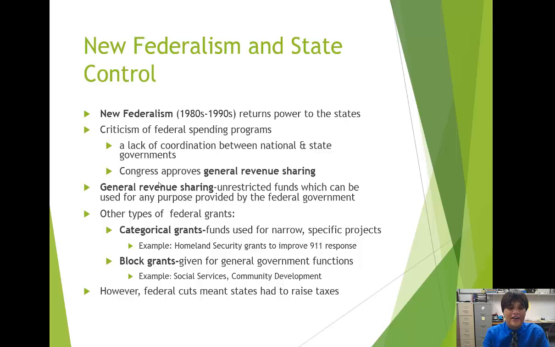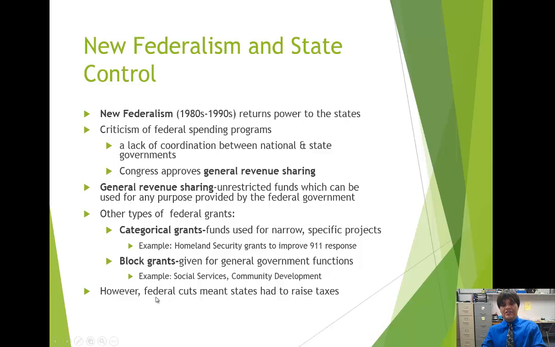All right, and then block grants were also very popular at this time. This block grant was given for general government functions, such as social services and community development. So you have the federal government giving states back the power and giving them the money to exercise that power as well. And that's the idea of new federalism. It returns powers to the states and gives them all this money, all these grants.